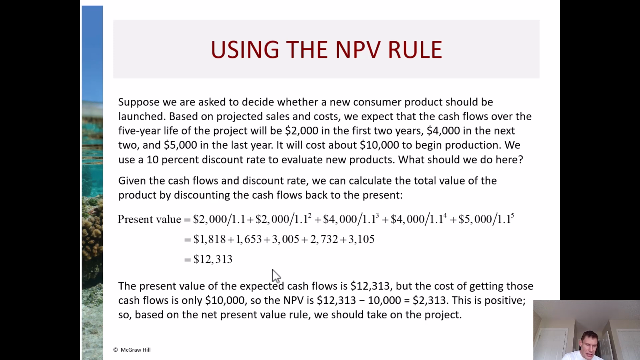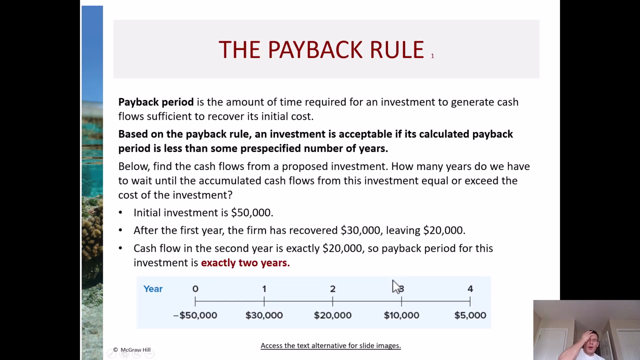But the cost of getting those cash flows is only 10,000, right? So the NPV is just 12,313 minus the 10,000, and we get 2,313 positive. Because it's positive, it means that we're at least achieving our hurdle rate of 10%. So we should proceed. All right, the payback rule.